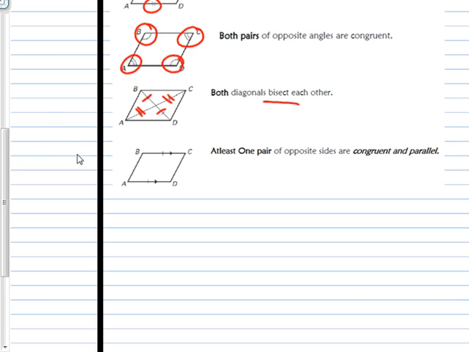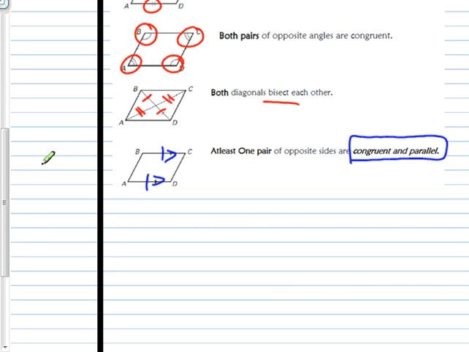Last one. It's also a parallelogram if at least one pair of opposite sides are congruent and parallel. So notice here the only marks are the fact that BC is congruent to AD and also that BC is parallel to AD. So since one pair is congruent and parallel, by definition, it is also a parallelogram.